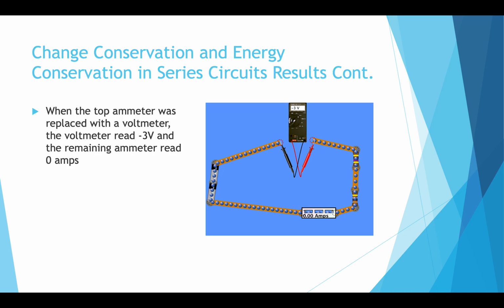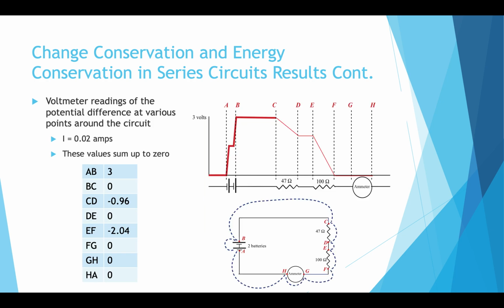When the top ammeter was replaced with a voltmeter, the voltmeter read negative 3 volts and the remaining ammeter read 0 amps. The voltmeter readings of potential difference at various points around the circuit were calculated, and these values summed to 0. AB was 3, BC 0, CD is negative 0.96, DE 0, EF is negative 2.04, FG was 0, GH was 0, and HA was 0, as well as the current was equivalent to 0.02 amps.